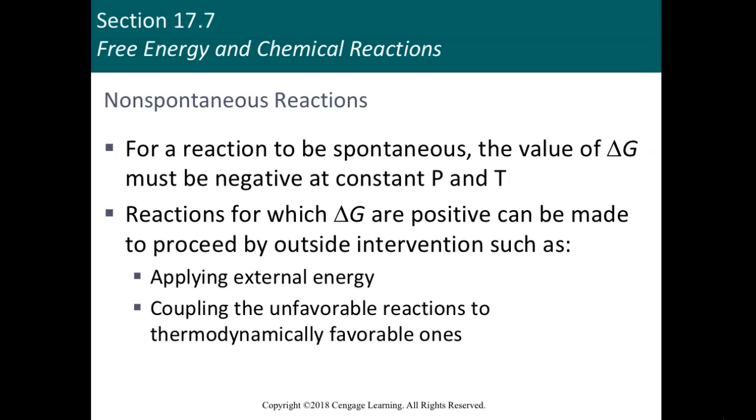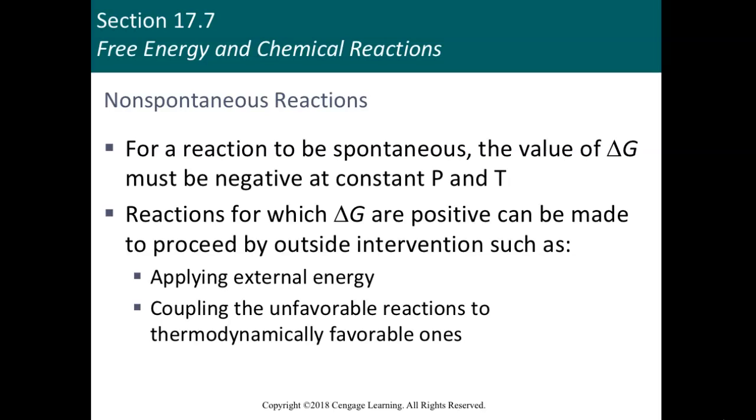Okay, so in this recording, what I'm going to do is finish chapter 17. We've already covered section 17.7, but I just want to mention this. We said that when delta G is negative, that means that a reaction is spontaneous. So the free energy goes down and the reaction is spontaneous.